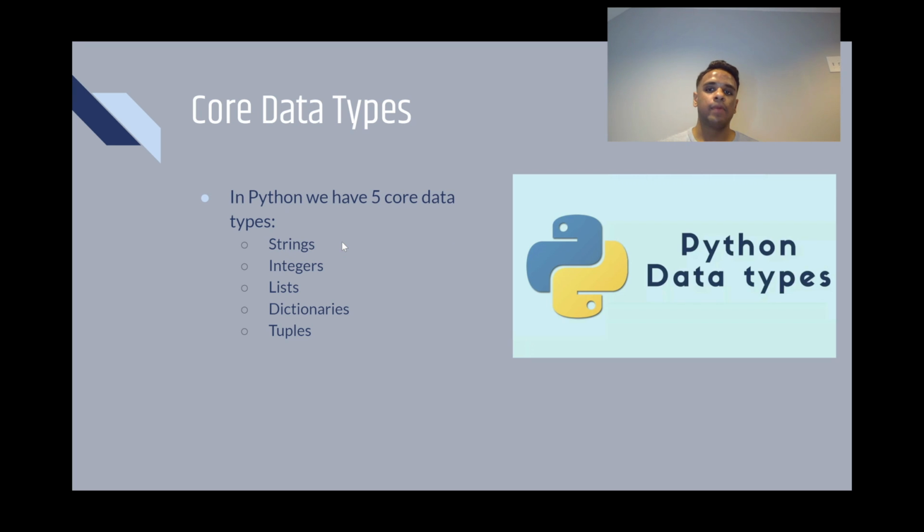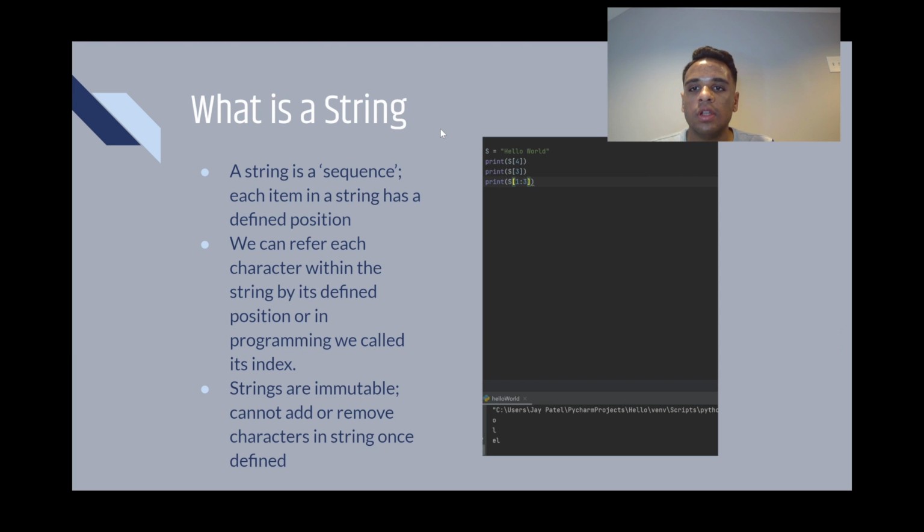Like I said, in Python there are five main data types, and I listed them right here: strings, integers, lists, dictionaries, tuples. These are the main data types we're going to be focusing on throughout this course, and that we'll be using throughout our coding in PyCharm. So let's go one by one and break down each of these data types.